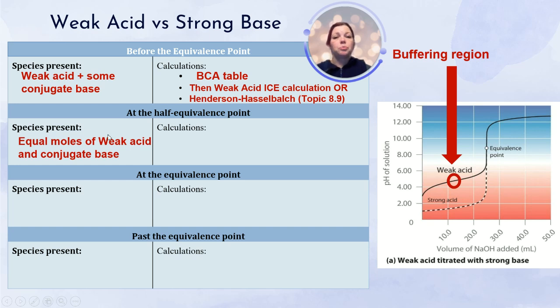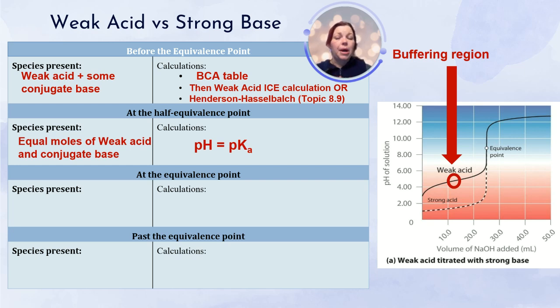So at your half equivalence point, half of your weak acid has reacted with the strong base. And so half of your weak acid has turned into conjugate base. That's important. When you have equal molar conjugate base and weak acid, that's what we would consider an ideal buffer. And then at that point, your pH is equal to your pKa.